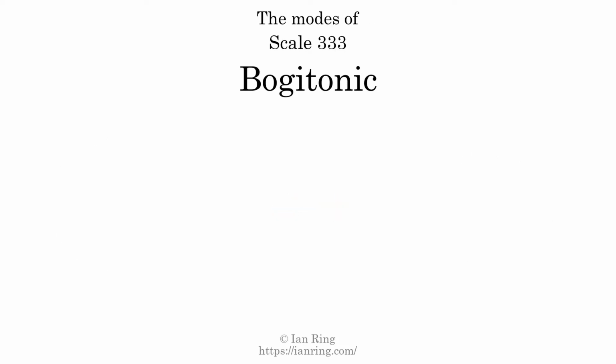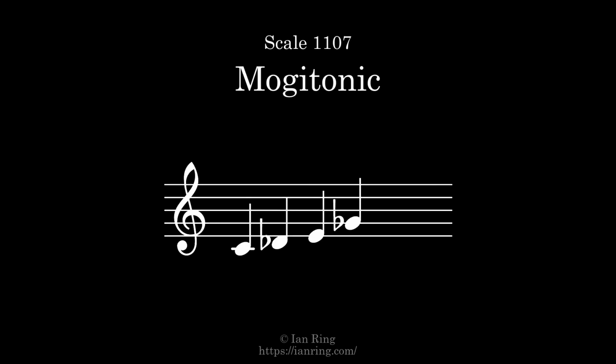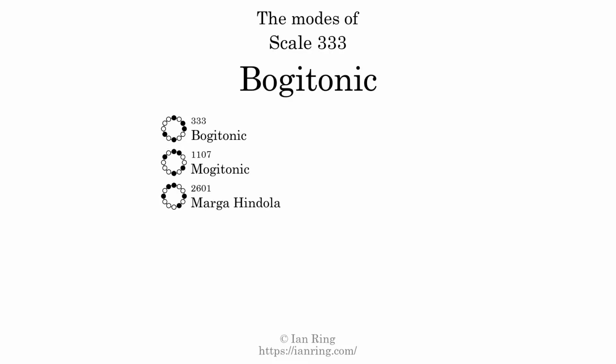This scale has 5 modes. The first mode is itself. The second mode is scale 1107, also known as Bogitonic. It sounds like this. The third mode is scale 2601, also known as Marga-Hindala. It sounds like this.